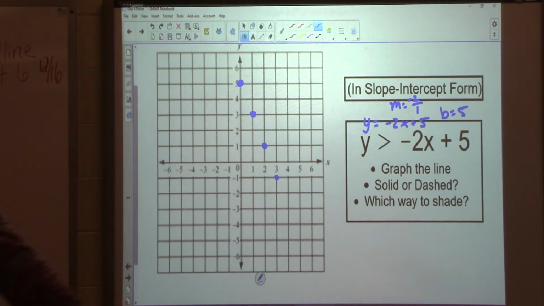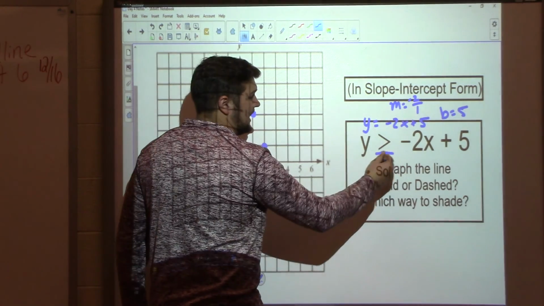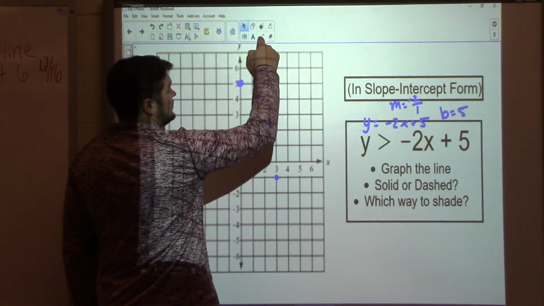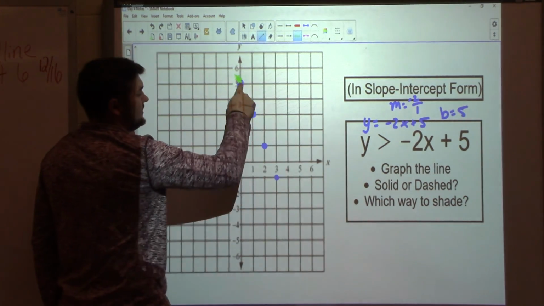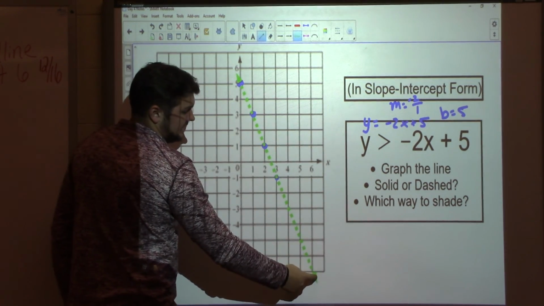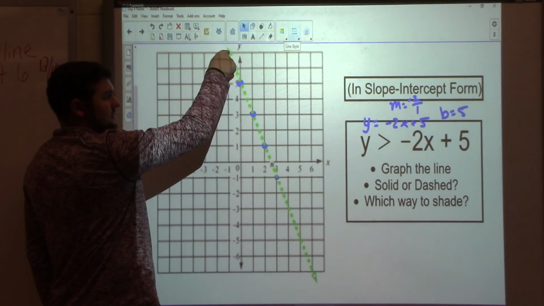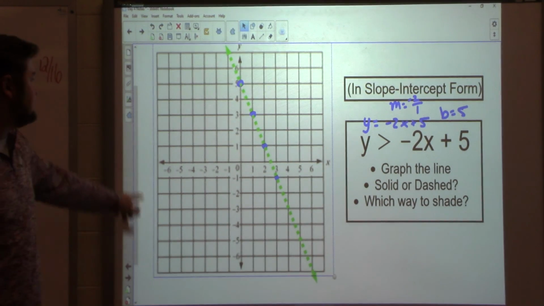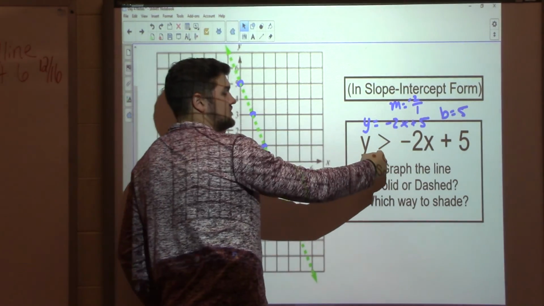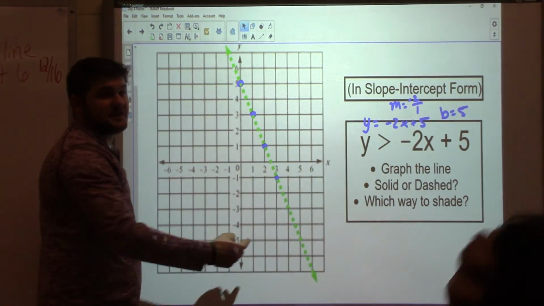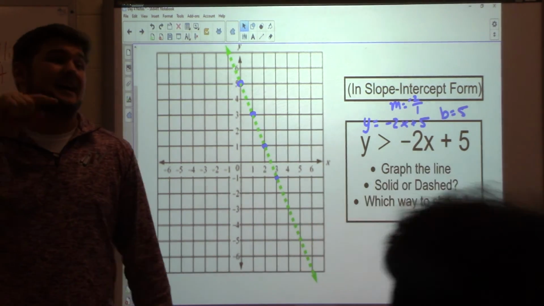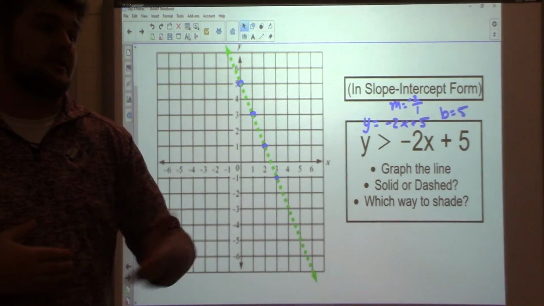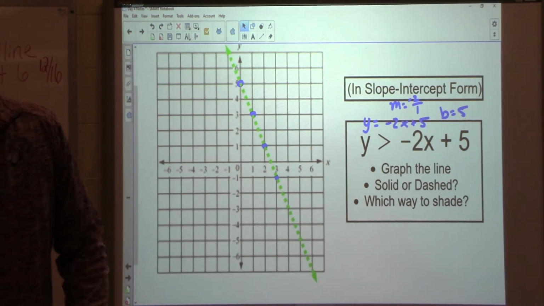Dashed, right? It's not or equal to. There's no line under here. So it's a dashed line. If you struggle just drawing a dashed line, draw a solid line and then erase chunks of it. That makes it a dashed line. So it's dashed because it's just greater than. There's no or equal to. So the dashed line tells me, just like the open circle, I can't actually include anything on that line, but it's my barrier. Okay?